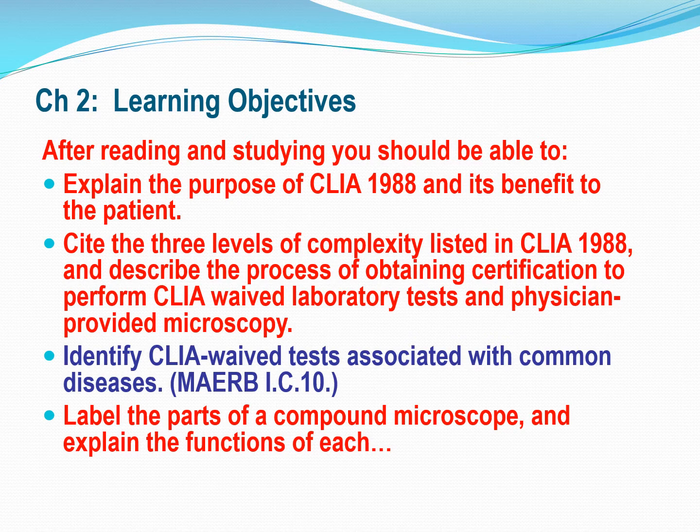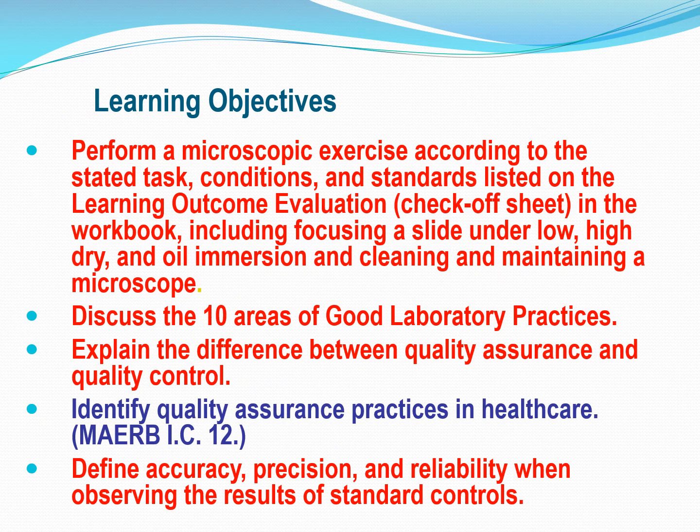Okay, so now we're going to get into chapter two. Our learning objectives are just the things that, when you finish reading this chapter in your textbook, finish watching these PowerPoint presentations, fill out your review guides, and start studying them, you will now know. You will be able to explain the purpose of CLIA 1988, that law, and its benefits to the patient, okay? You'll be able to label the parts of a compound microscope and explain the function of each, and all the other things that are listed in our learning objectives, which are also in the front of each chapter in your textbook.